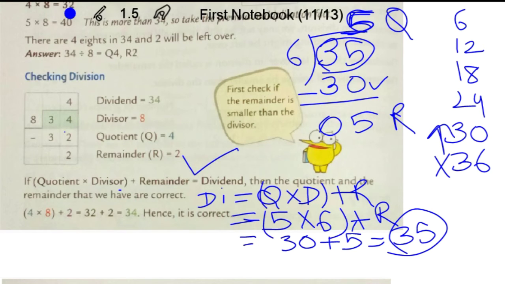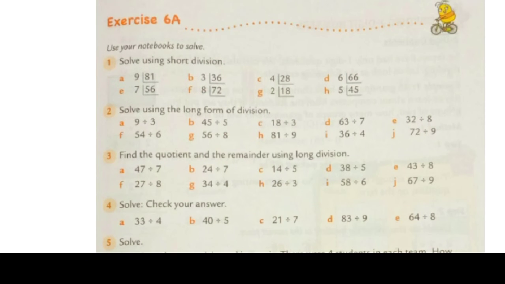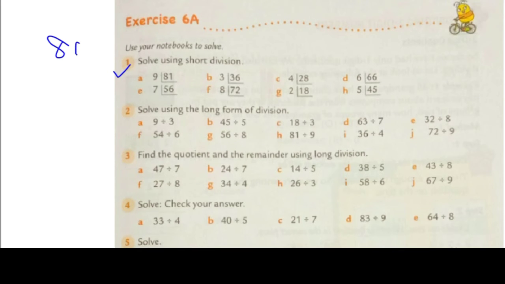Got it? Now we'll practice all these things in some questions which are given in exercise 6a. So let's move. Here is our exercise. Let's see the first question. Solve using short division. We have to solve this using short division. So you have to do this in your notebook, but let me tell you a few questions here. Let's see the first one. 81 divided by 9. And the column will be like this. For short division, we make a column like this.